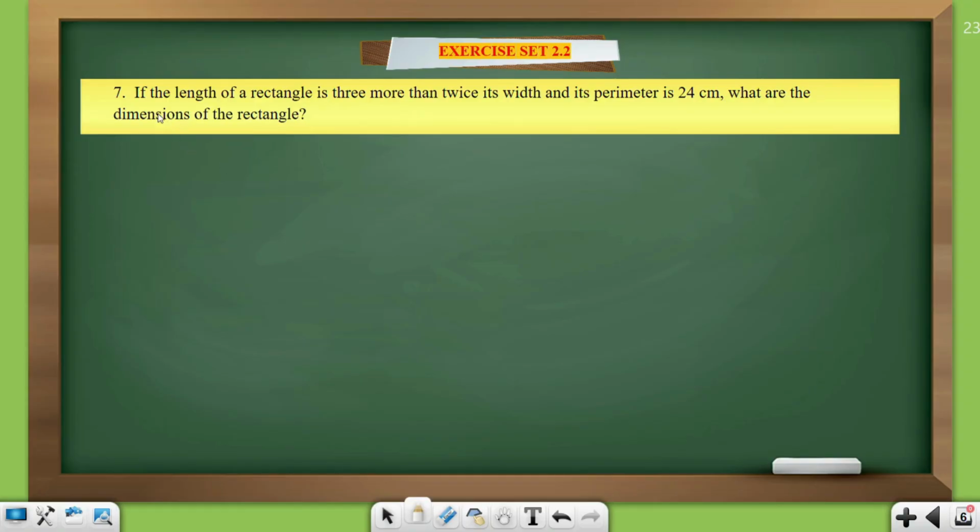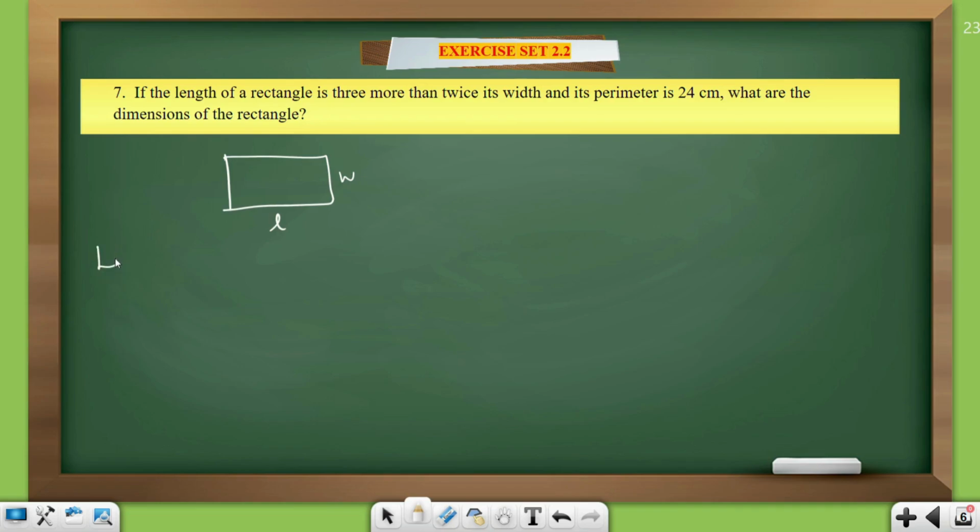Okay, the last question is, if the length of the rectangle is 3 more than twice its width and its perimeter is 24, so they are trying to give two clues in a single line. First clue is, there is a rectangle, length is L and width is W. They are saying that the length of the rectangle is 3 more than twice its width, so they are trying to give the value of length in terms of width.